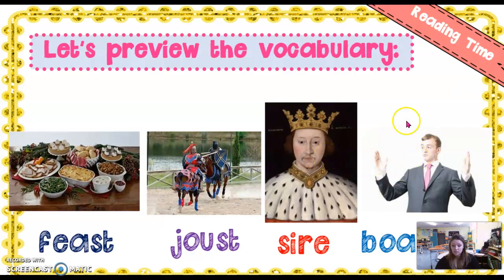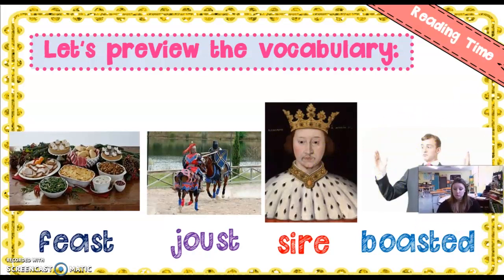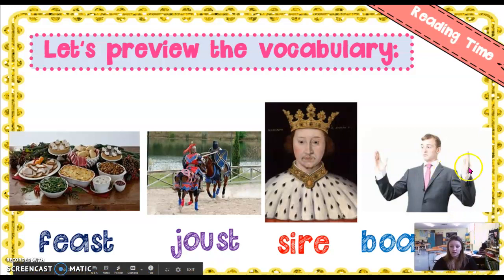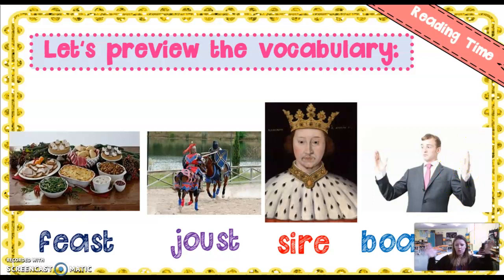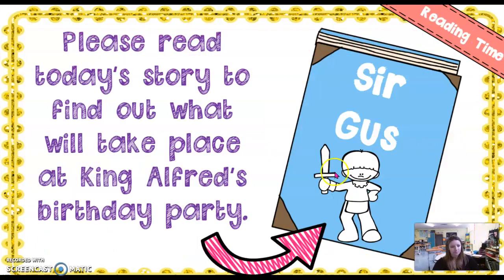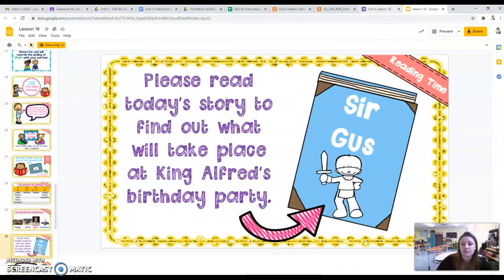And last but not least, we have the word boasted. If you are boasting, then you are bragging. Notice the ed ending. This is past tense, boasted. You can see the man in the picture is talking about probably a fish that he caught, right? And he's saying, it was this big. So he's boasting or bragging about that fish. So you are going to read today's story to find out what takes place at King Alfred's birthday.